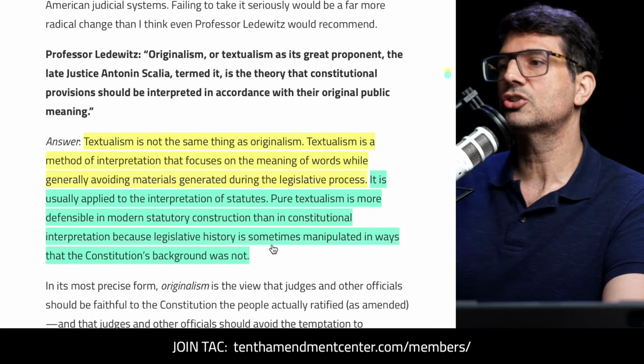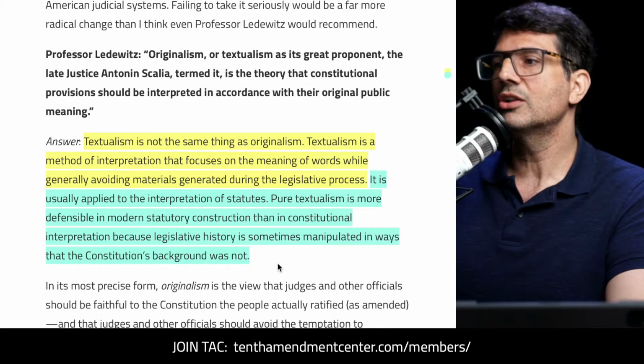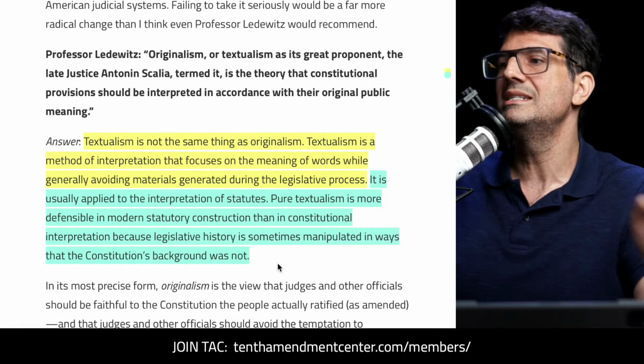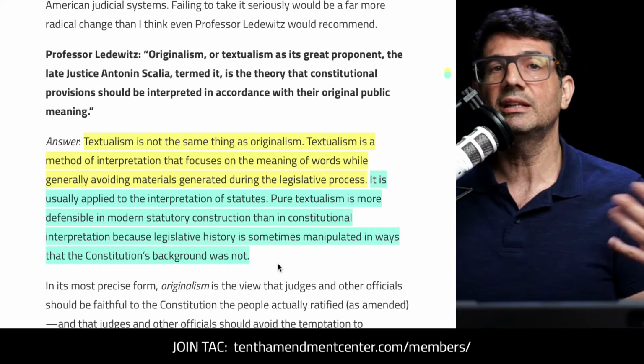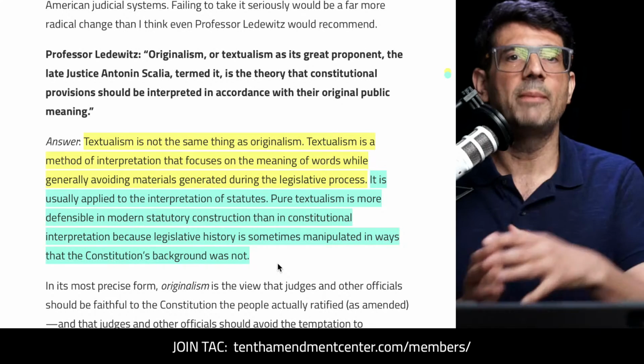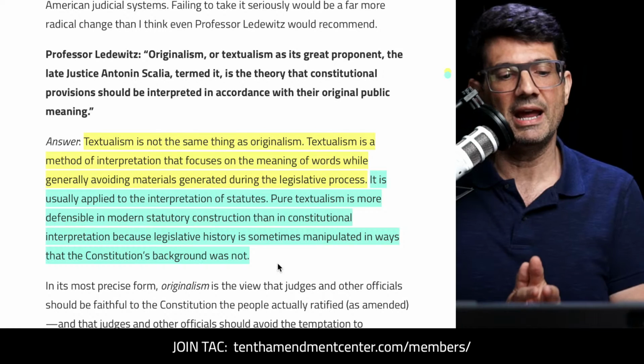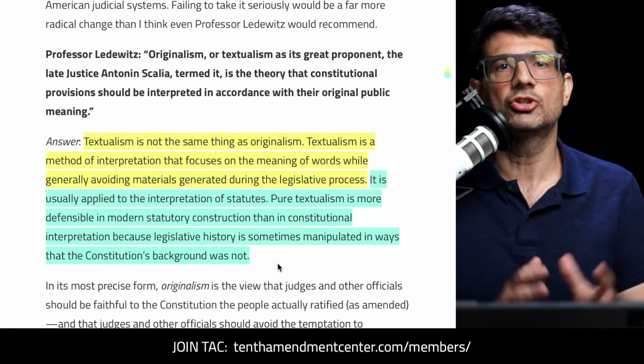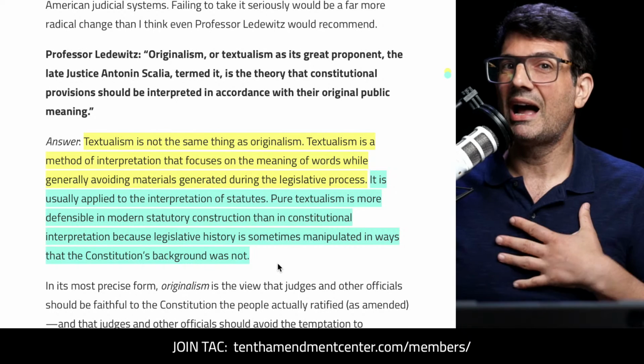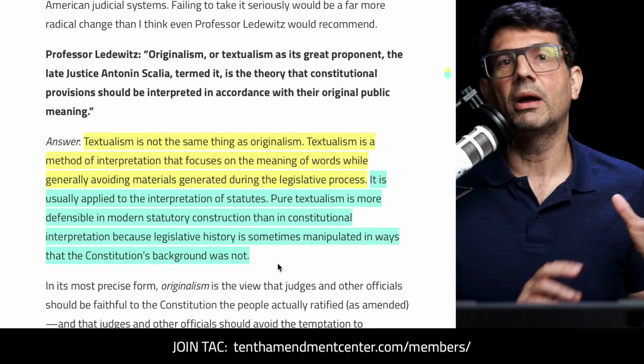And he said, pure textualism is more defensible in modern statutory construction than in constitutional interpretation because legislative history is sometimes manipulated in ways that the Constitution's background was not. Now, Scalia gave a bunch of reasons why you have to do this for federal statutes. Rob and others generally agree with him on that approach for interpreting federal laws that are passed, but he also advocated this very approach for reading the Constitution itself. And he never, ever explained why that I'm aware of. I don't think I've seen anyone point out how Scalia ever went into any detail as to why you would apply this to both statute and to the text and original meaning of the Constitution.